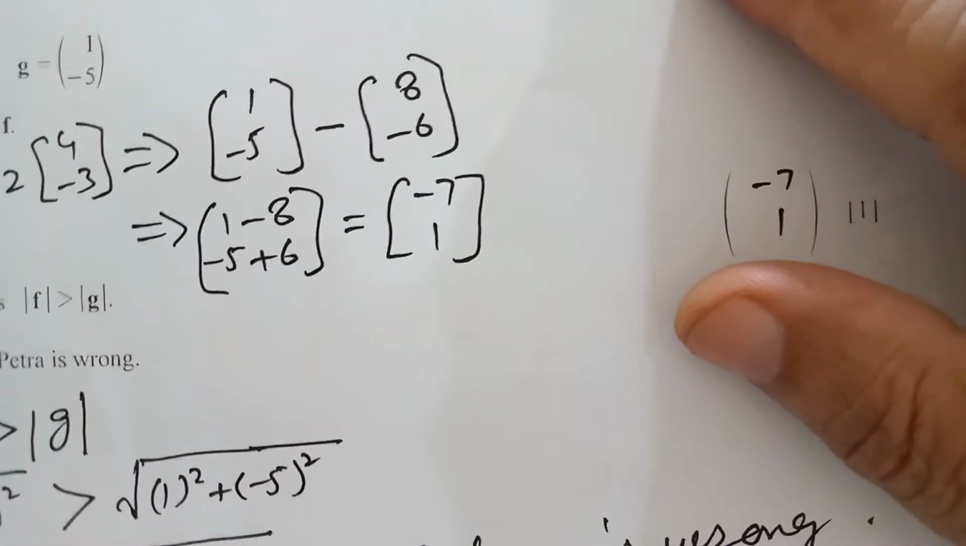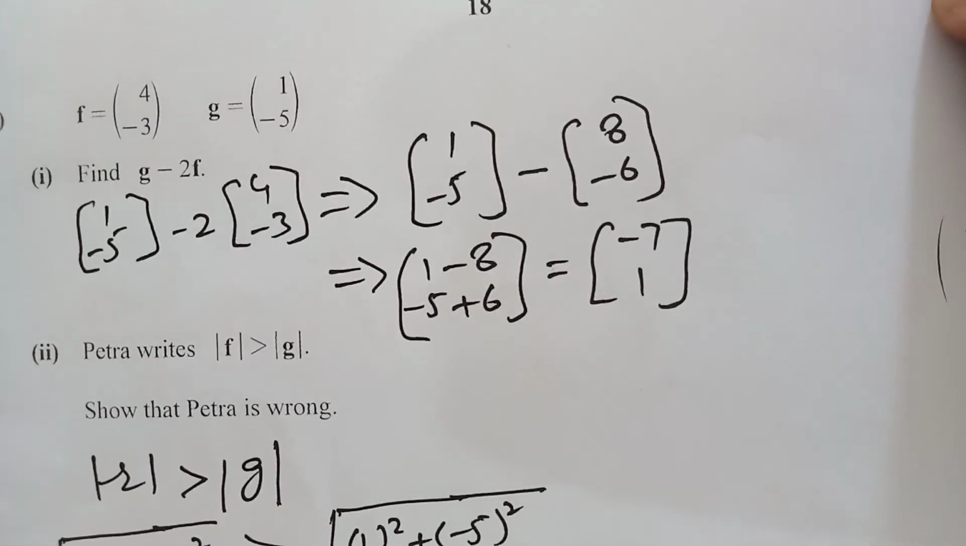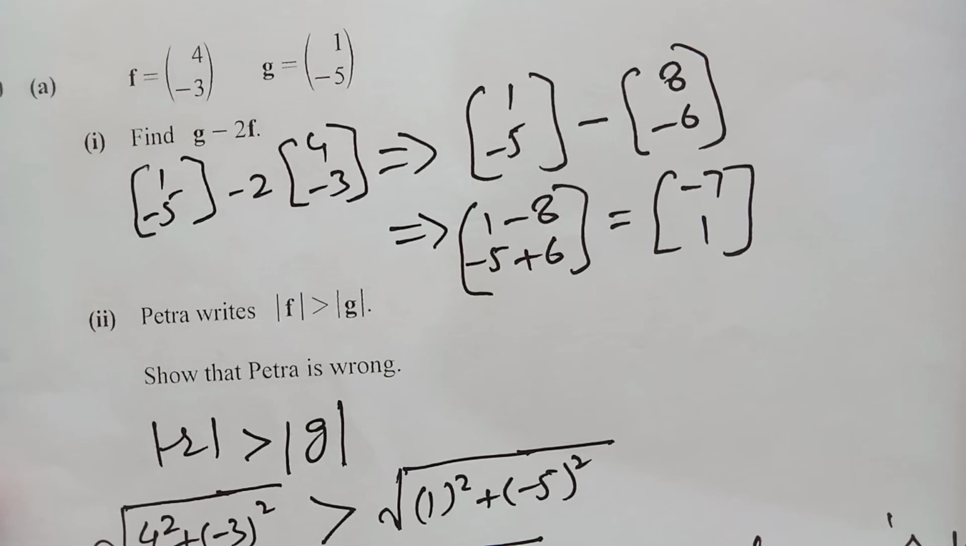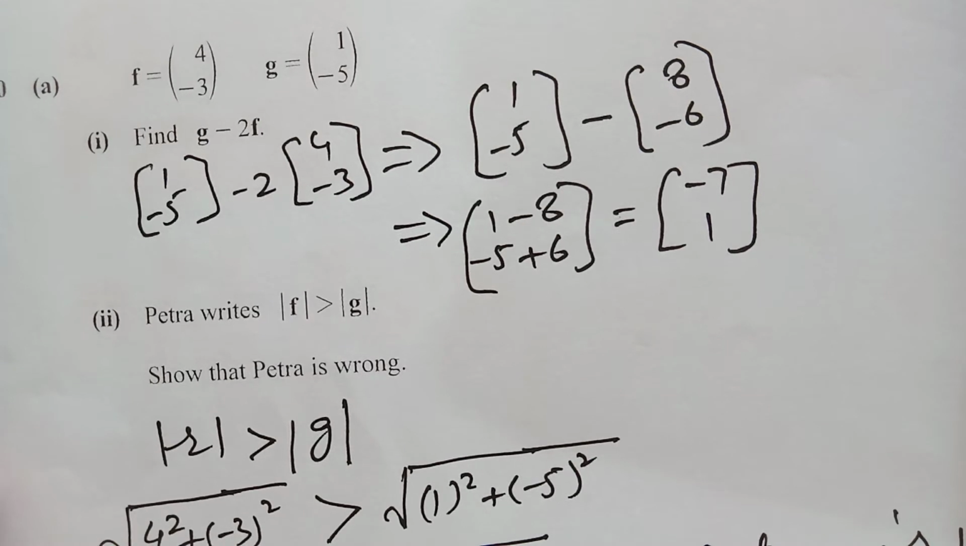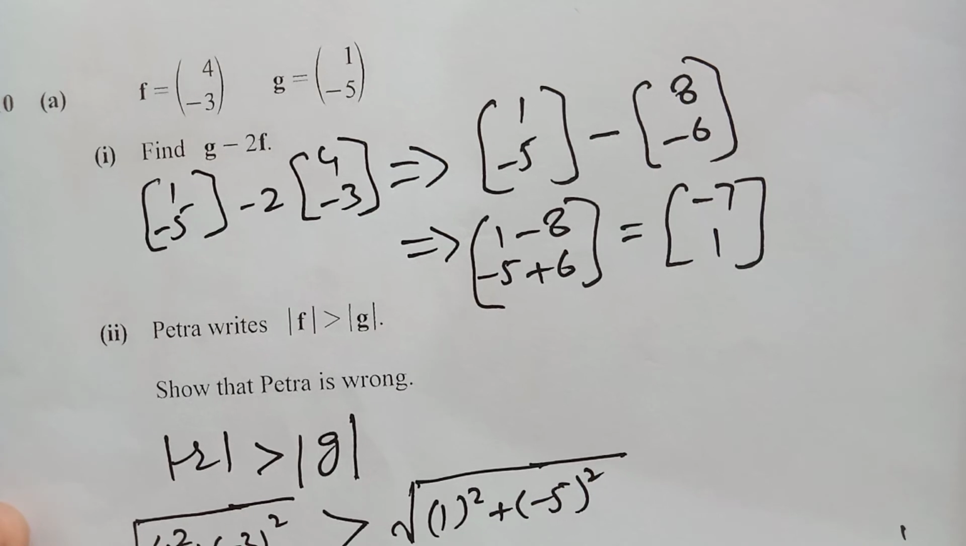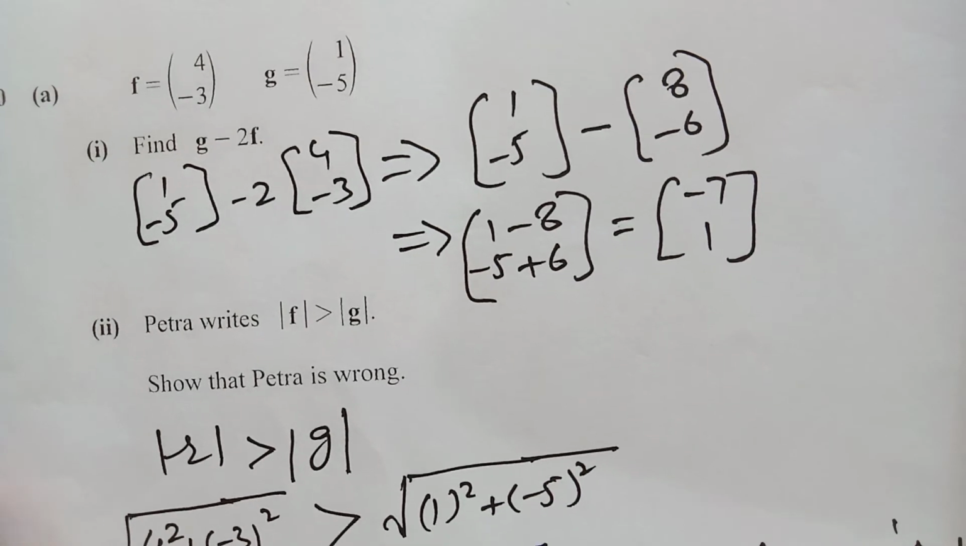Question 10. This is about vectors. In this he is asking for G minus 2F. So simply put the values. Your answer will be (-7, 1).